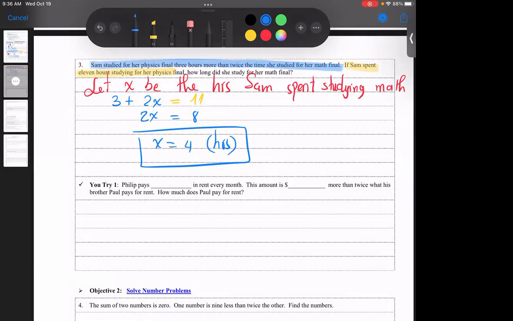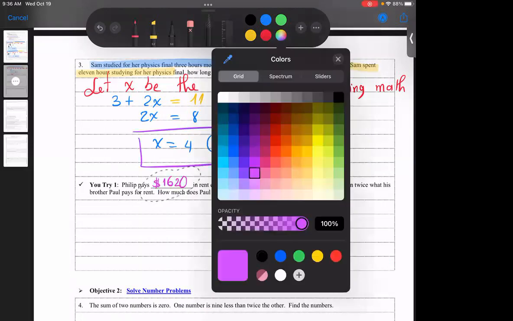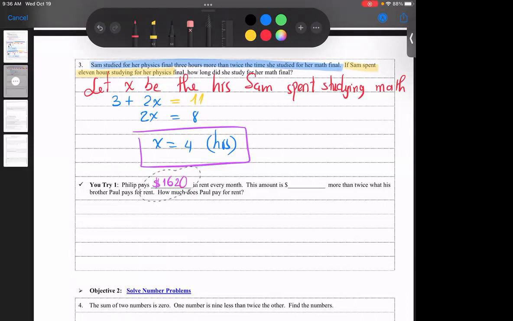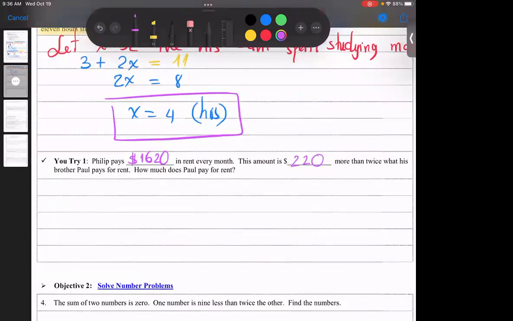Philip pays $1,620 in rent every month. The amount is $220 more than twice what his brother Paul pays for rent. How much does Paul pay for rent? That's a lot of rent for every month.